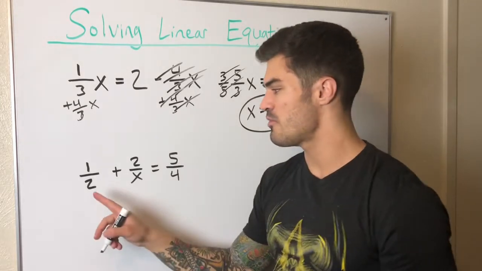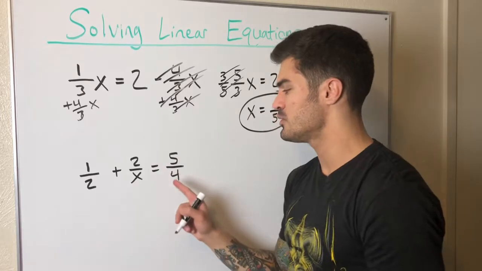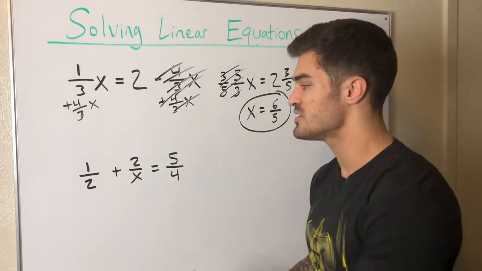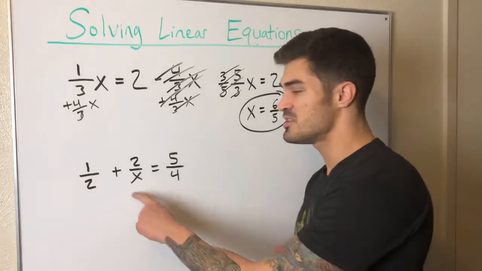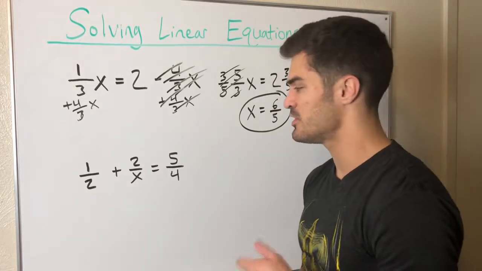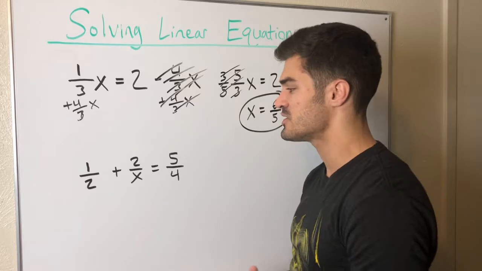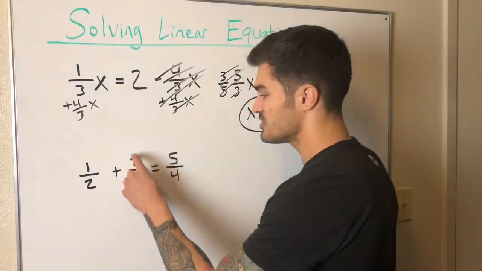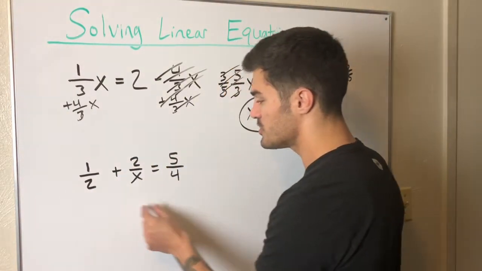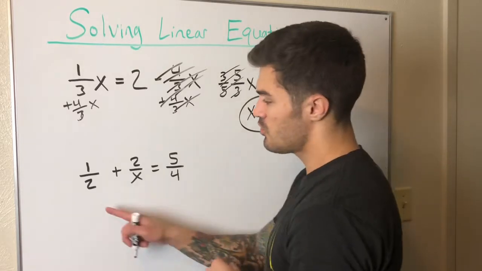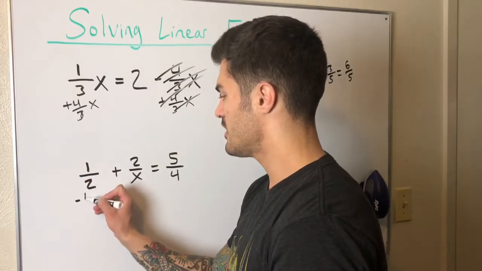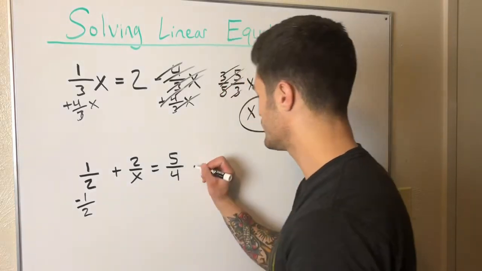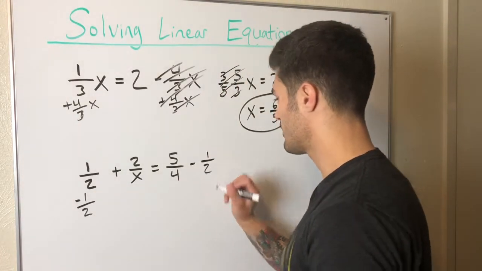Alright, this next example, I have 1/2 plus 2 over x equals 5 over 4. So in this case, I only have x showing up once in my equation. But it's in a denominator, and we haven't seen this yet, so we'll learn how to deal with this. But it's the same process for now. I'm going to just try to keep this here. I'm going to move this 1/2 over, basically. So I'm going to subtract 1/2 from both sides.